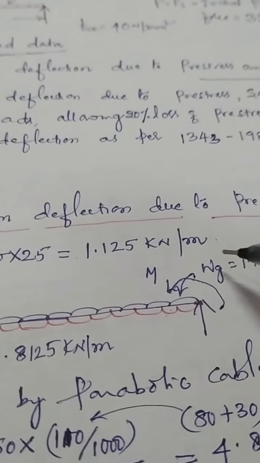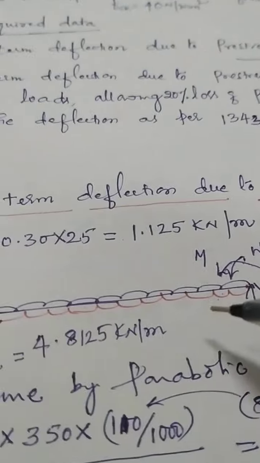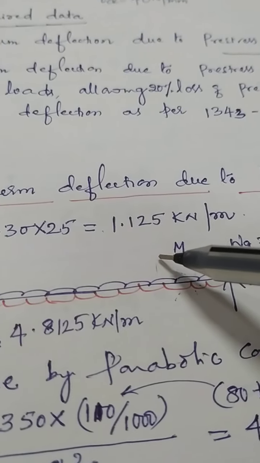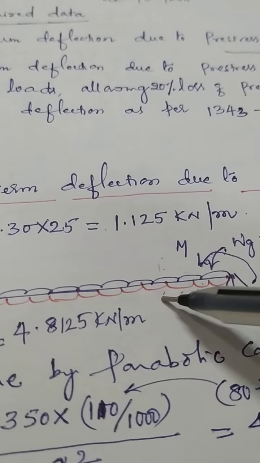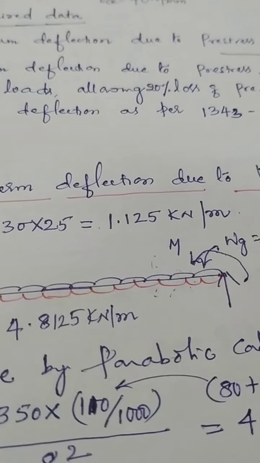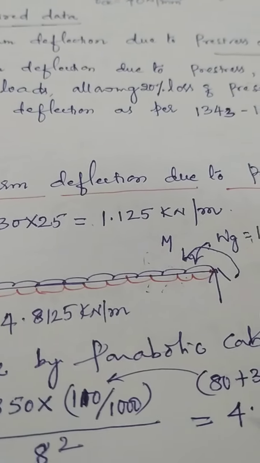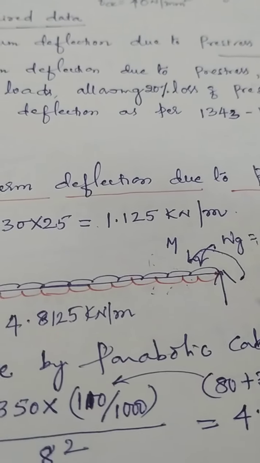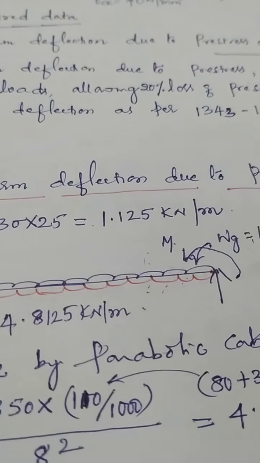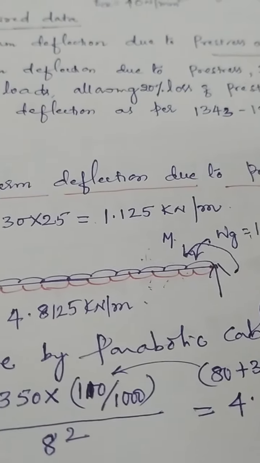Here, self-weight is a UDL and this WC is also a UDL, downward and upward. I don't combine these UDLs because I want the deflection of the beam due to dead load separately and the deflection due to pre-stress separately. Deflection due to pre-stress is due to M and WC. Deflection due to dead weight I want separately. That's why I don't combine these two UDLs. I will take them separately.